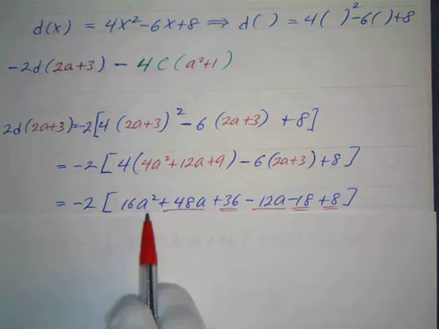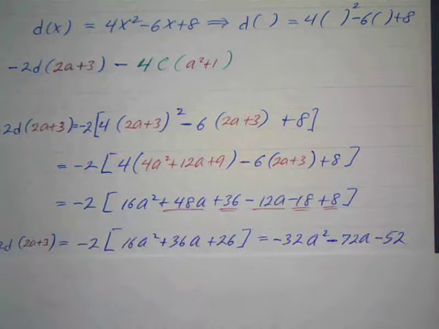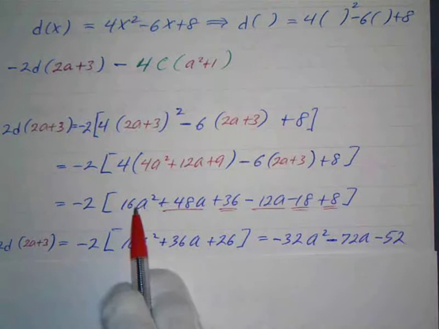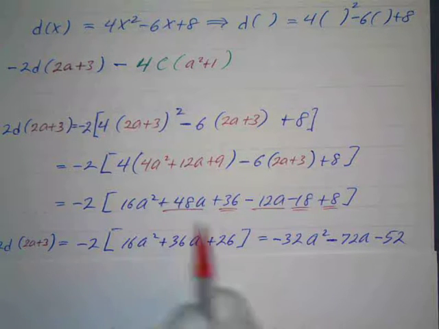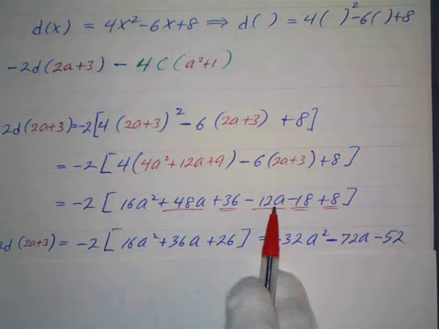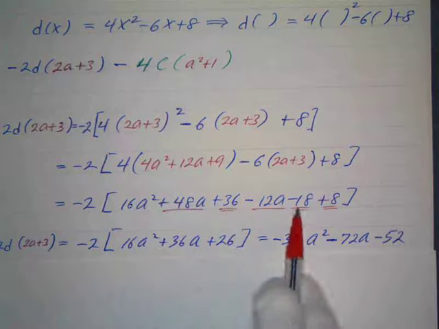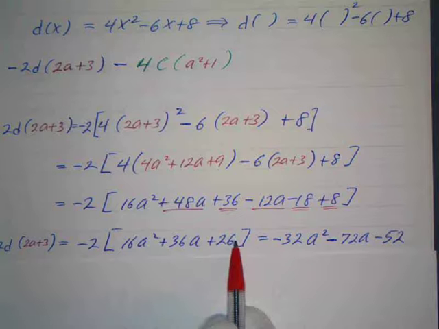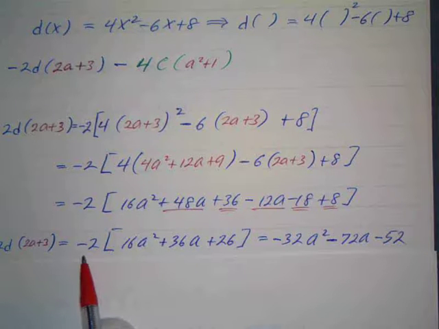Now I can simplify this. I still haven't multiplied by negative 2 yet, so I'll wait and simplify this. The 16a squared comes down. There's nothing else to simplify. Then I've got two a terms, 48a and negative 12a. So 48 minus 12 is 36a. And then I've got 36 minus 18 plus 8. Well, 36 minus 18 is 18, and 18 plus 8 is 26. So now I've simplified all this, and I'm finally ready to multiply by the negative 2.